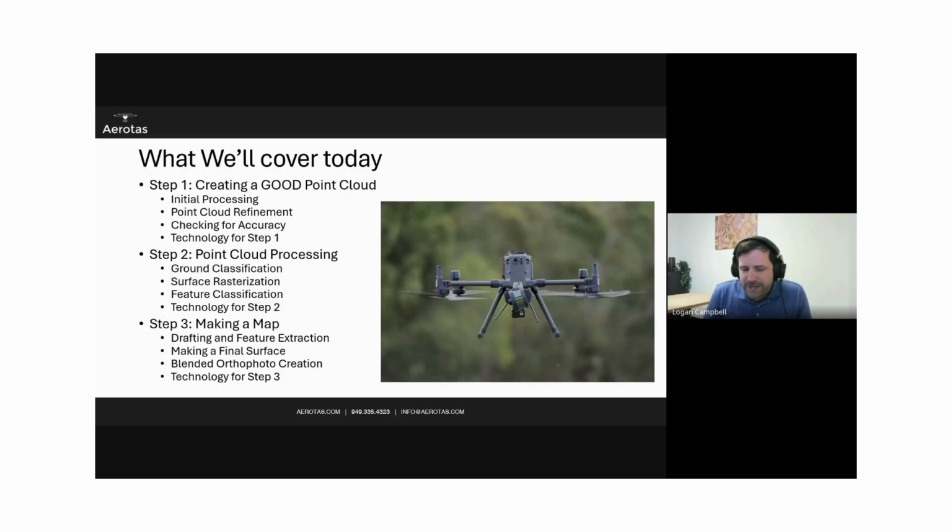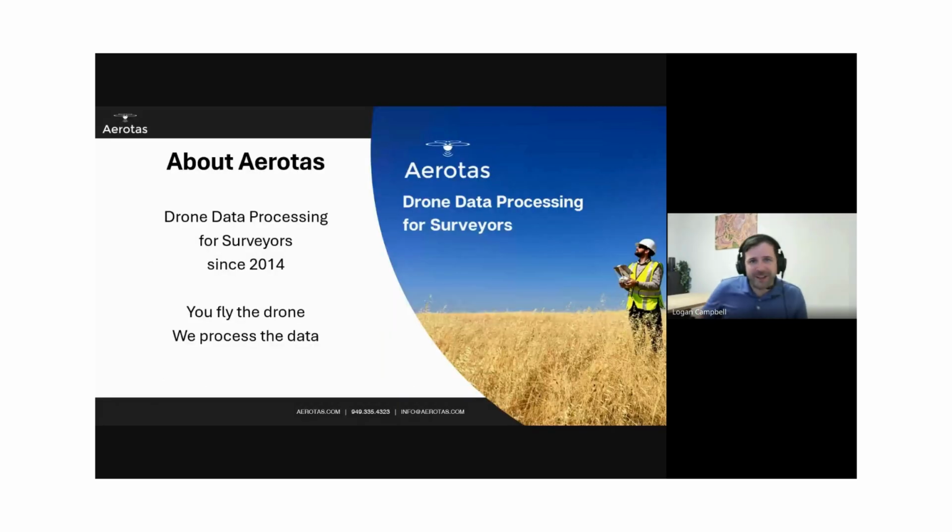And then step 3 is how do you actually turn all of that into a map? There are a lot of people that either stop at step 1 and say, here's an accurate point cloud, that's good enough. Or they stop at step 2, here's a classified point cloud and think that's enough. But we think it's really important to actually go one step further and actually turn all of that into a map.